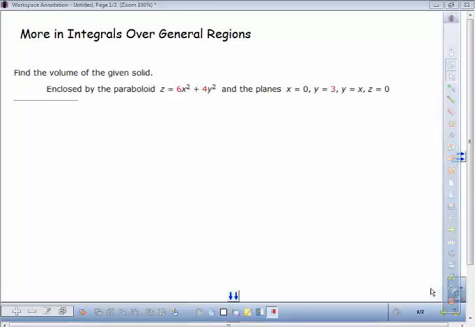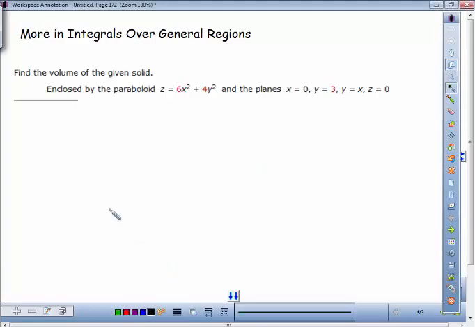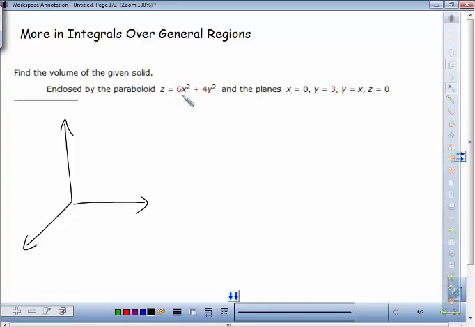This example looks at a paraboloid and a bunch of planes, four different planes, and we have to try to get a visual for this so that we can do our integration properly. So let's see if we can put this on a drawing in space. This is going to be a little tricky, but we have z is equal to 6x squared plus 4y squared.